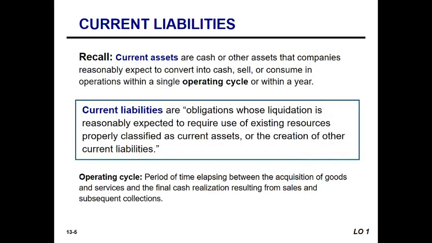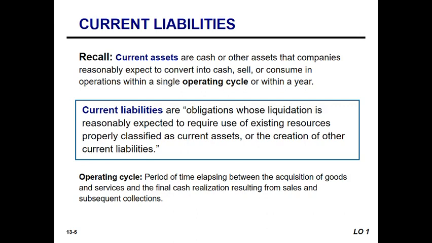So, if you'll think back a couple months ago now, if you are in the regular series, current assets are cash or other assets that companies reasonably expect to convert into cash, sell, or to consume in the operations of the organization within a single operating cycle or within a year. Everybody kind of keeps that 1 year mark in their head, but do keep in mind that it is single operating cycle or a year.